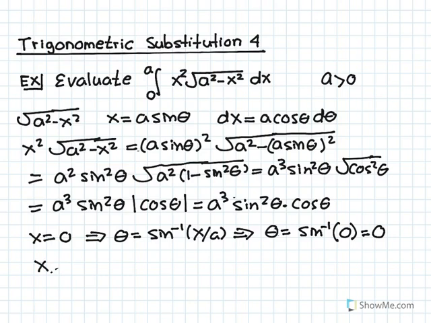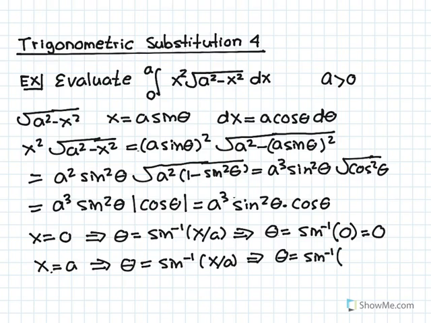The upper limit, x is equal to a. Plug that into theta. Theta is equal to sine inverse of x over a. Substitute x equals a, and we get theta is equal to sine inverse of a over a, which is 1. What is sine inverse of 1? That is saying what is the angle whose sine is 1? The answer is pi over 2.